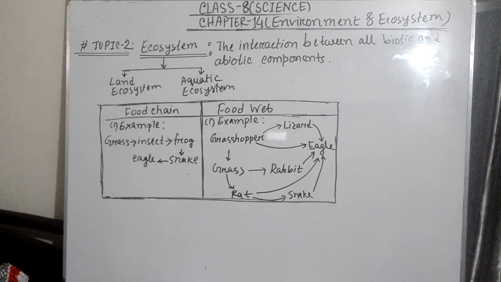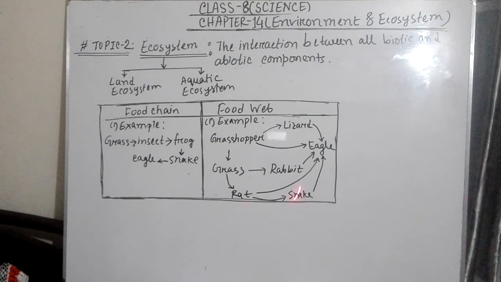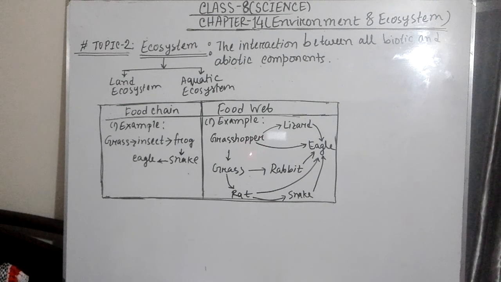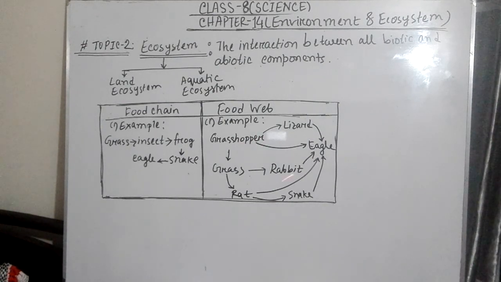So what is food web? These two are very important in our ecosystem. Food chain is the basic, and with so many food chains, food webs are created. If you see this on the whiteboard, you are seeing that grasshopper is eaten by lizard. Grasshopper is also eaten by eagle. Grasshopper eats grass.